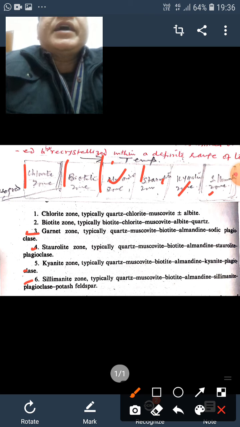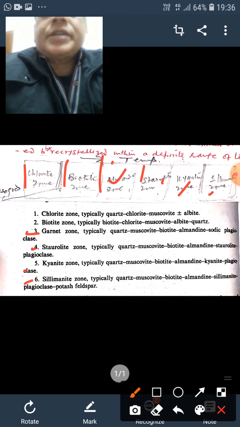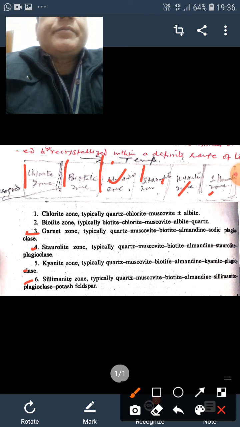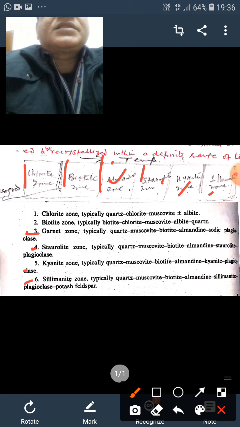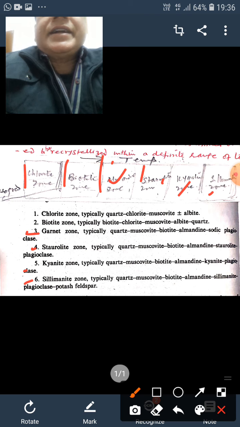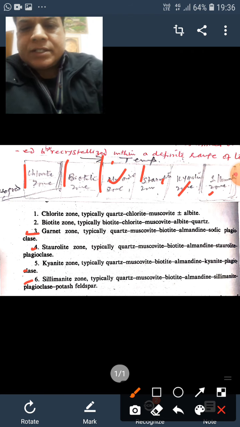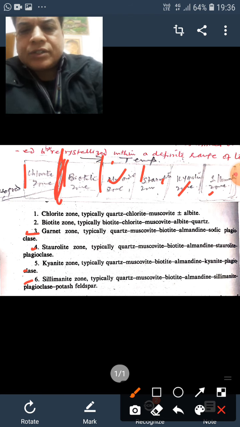Barrow has delineated a series of metamorphic zones on the basis of mineral changes in metapelites in response to increasing temperature. You can see the chlorite zone characterized by chlorite, muscovite, phyllite, schist. Then a biotite zone characterized by the appearance of biotite. The boundary between the chlorite and biotite zone, the line that marks the first appearance of biotite, is called the biotite isograde. So this is your first, this is the biotite isograde.